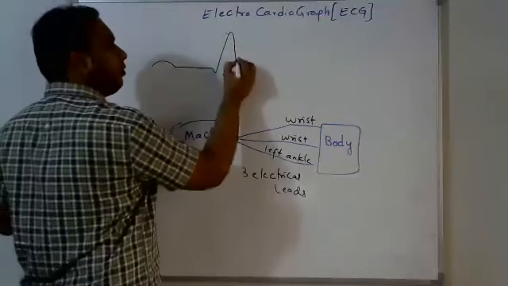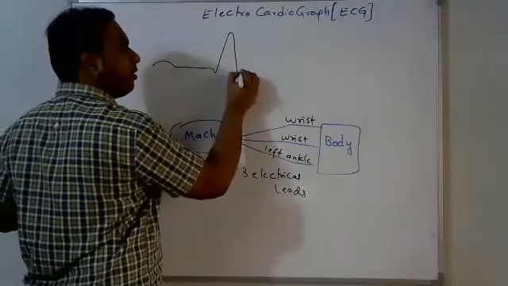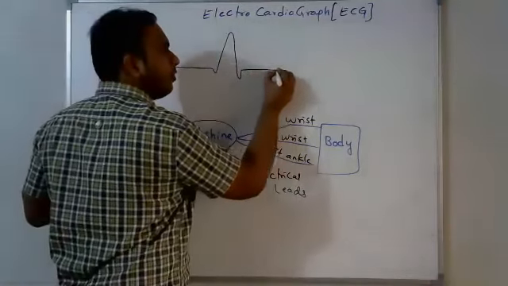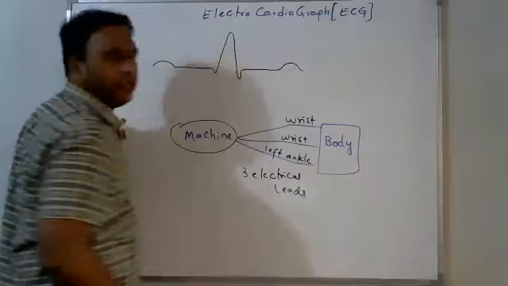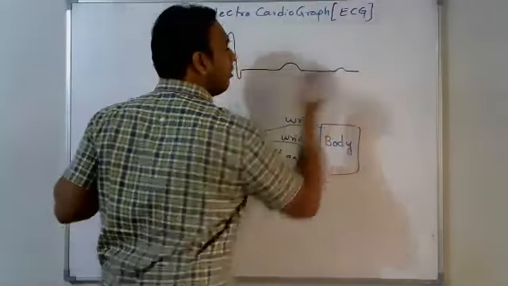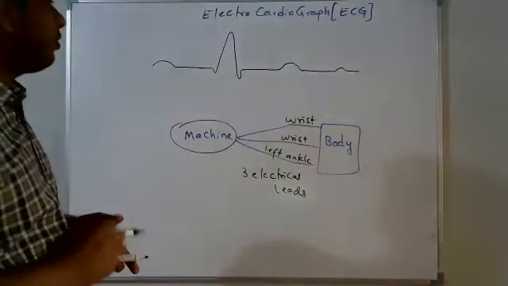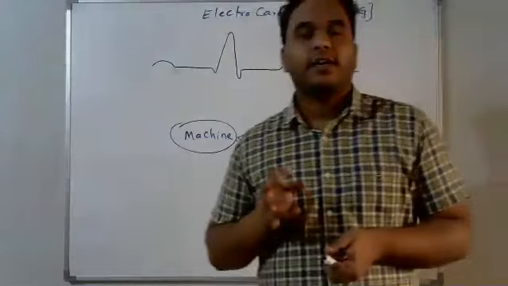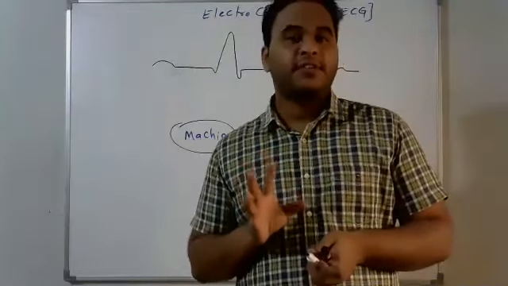And this is one more. Second wave. And the third one you are going to see now. Okay, third one. And fourth one. Okay, so this is the normal and healthy person's electrocardiogram.